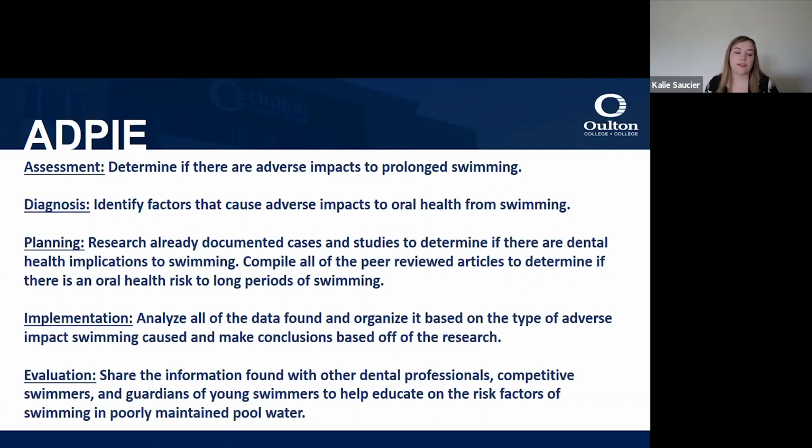And our evaluation is to share the information found with other dental professionals, competitive swimmers, and guardians of younger swimmers to help educate on the risk factors of swimming in poorly maintained pool water. Because not a lot of people are aware that swimming can actually cause these effects.